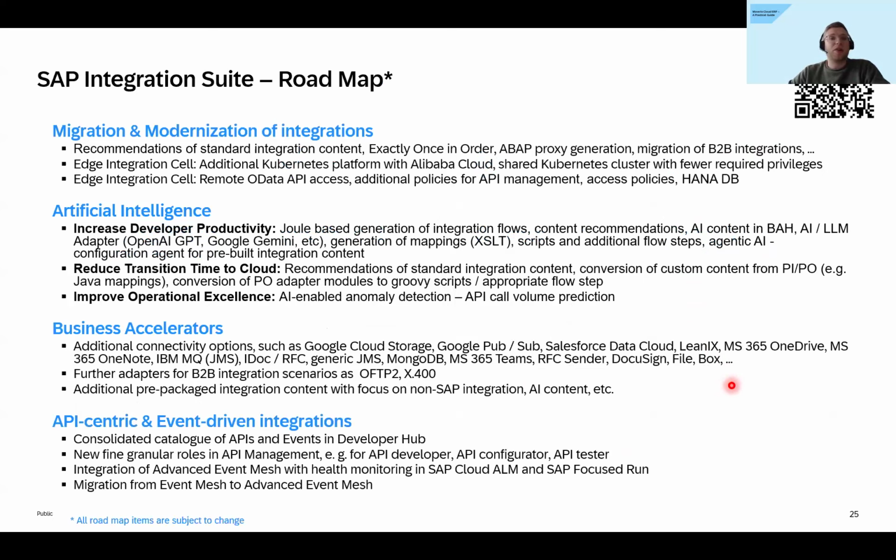When we double-click on the roadmap, for the PIPO migration, I mentioned exactly once in order will come soon. We will also support a generation of APA proxies in Integration Suite. Then we will also recommend standard integration content, right? When you do the migration, check if there's standard content.